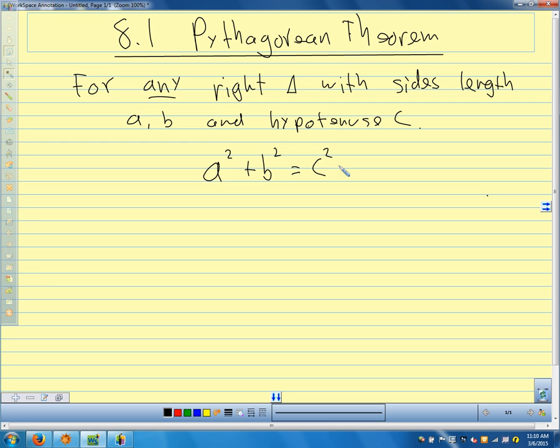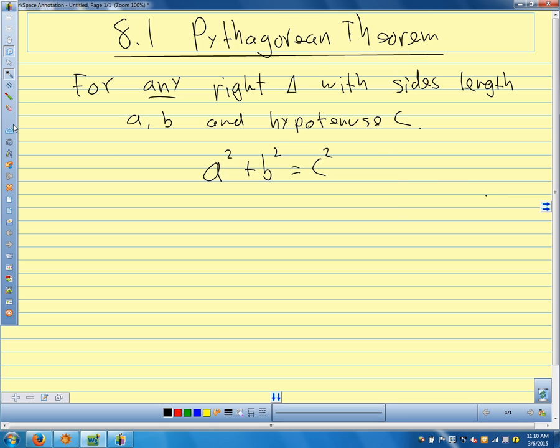Probably the most famous equation in math. One of the most important equations in math. Probably in the top 5, maybe in the top 3. But it's debatable. It comes up in a lot of different places, a lot of different contexts. But it's really, really, really important. So, hypotenuse.